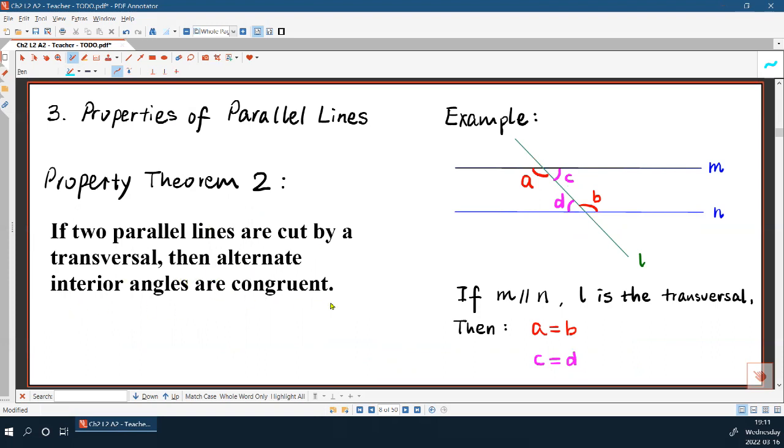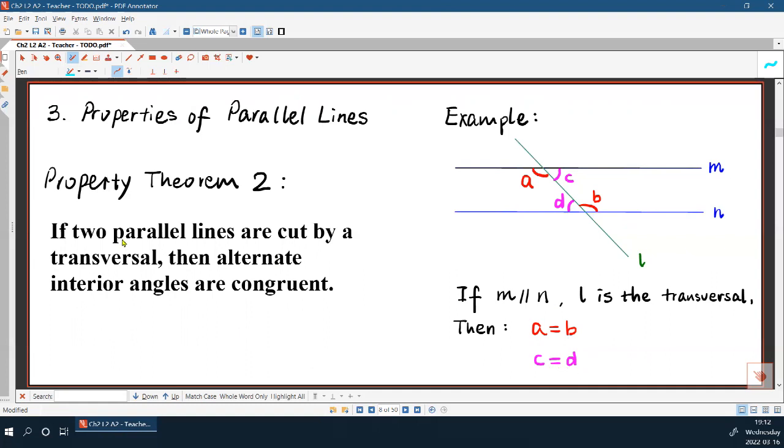angles are congruent. For example, if line M is parallel to line N here, and L is a transversal, angle A and angle B are called alternate interior angles, right? Also, angle C and D are also called alternate interior angles, right? Therefore, if M is parallel to N and L is a transversal, then A equals B and C equals D.